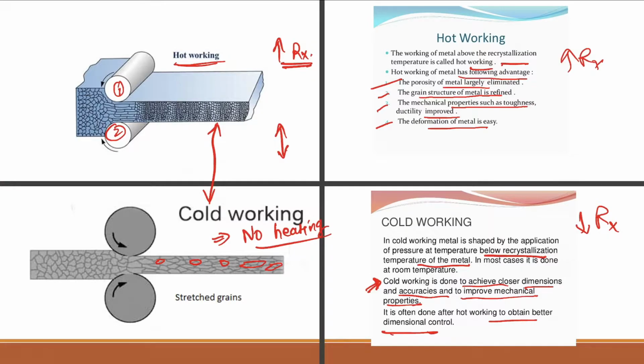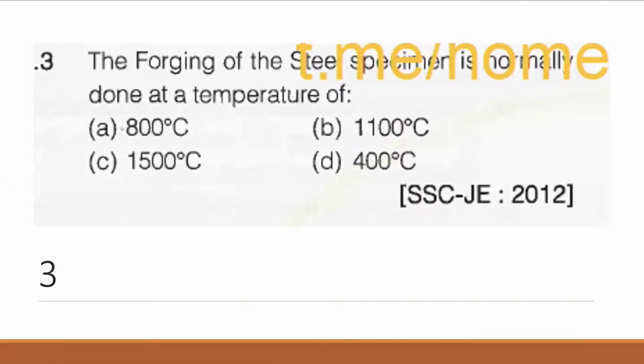These processes are also done simultaneously. Now the next question: the forging of a steel specimen is normally done at the temperature of. The correct answer here is B, that is 1100 degrees Celsius. The forging of a steel specimen is normally done at a temperature of 1100 degrees Celsius. So guys, this question was asked in SSC JE 2012 and it is also a very important question that can be asked in RTO examinations.